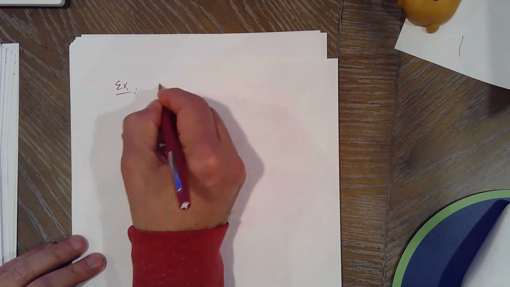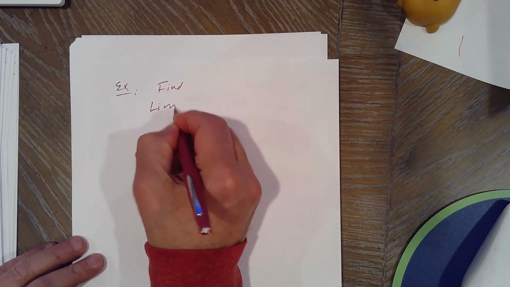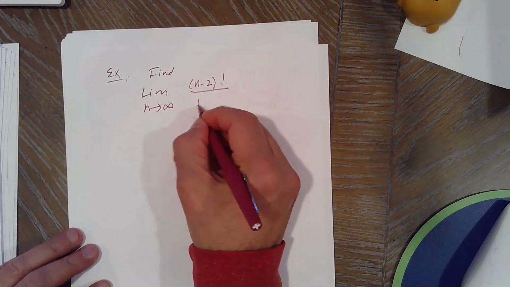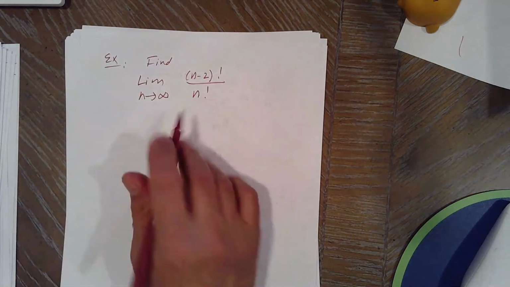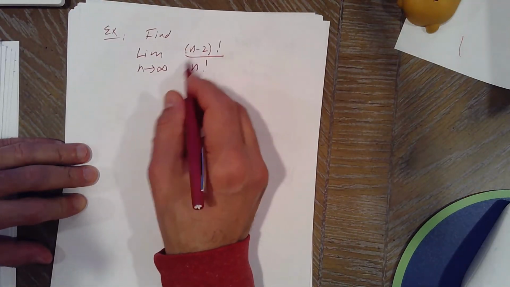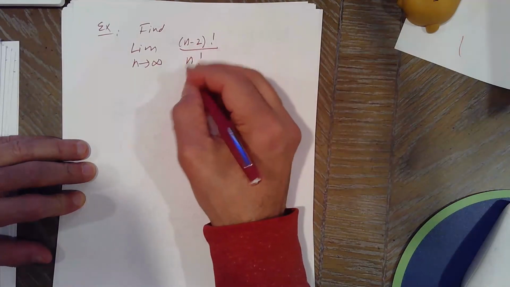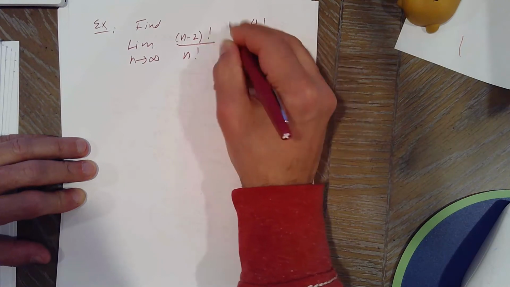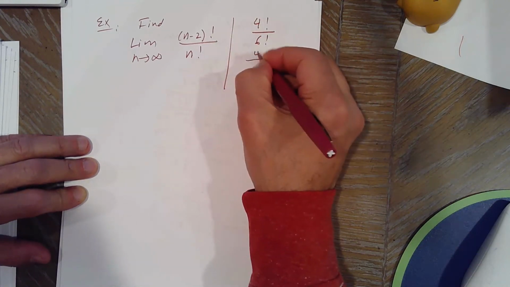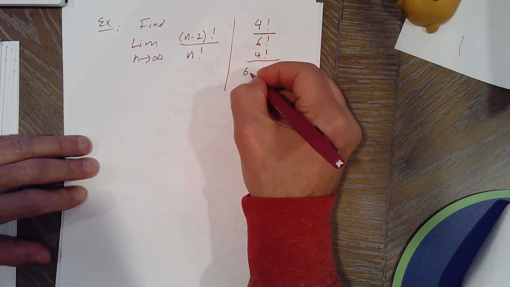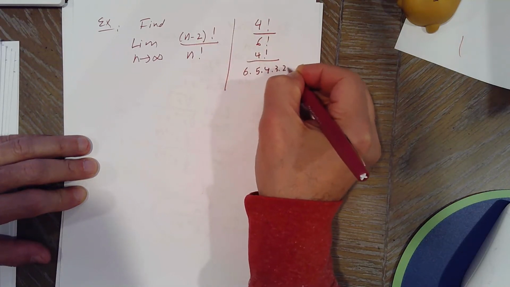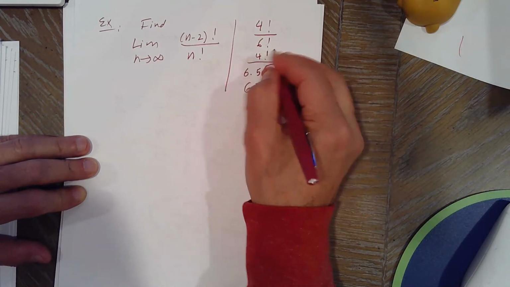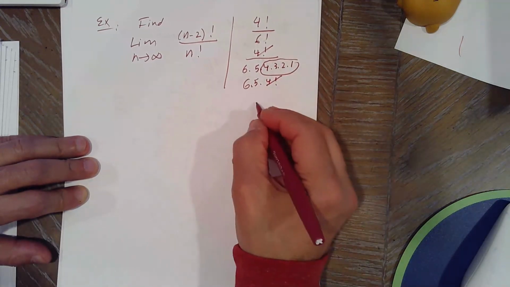So how do we find the limit as n goes to infinity of (n minus 2) factorial over n factorial? Now, we can actually reduce this. Just to give you an idea, say you have 4 factorial over 6 factorial. How do you reduce this without calculating it? 4 factorial is 4 factorial. 6 factorial is 6 times 5 times 4 times 3 times 2 times 1, which is 6 times 5 times 4 factorial. So you can reduce that and you end up with 1 over 30 as your answer.